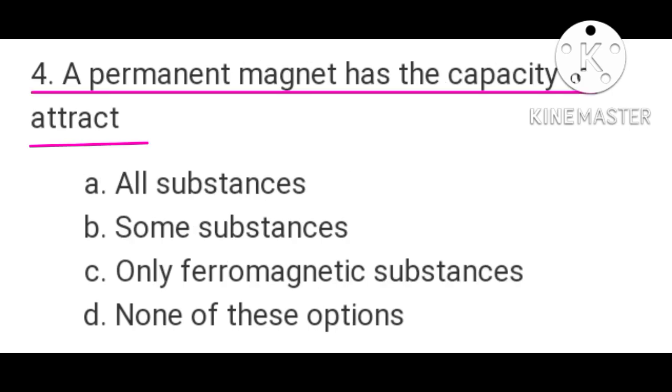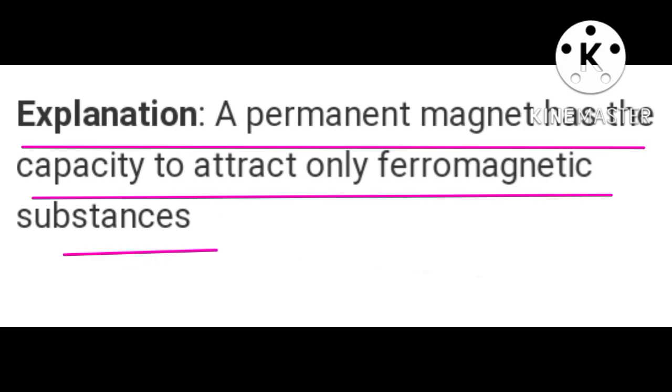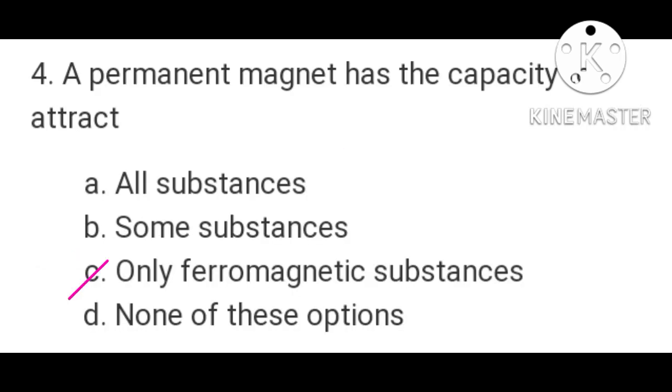Question number 4. A permanent magnet has the capacity to attract A option all substances, B option some substances, C option only ferromagnetic substances, D option none of these options. Explanation. A permanent magnet has the capacity to attract only ferromagnetic substances. So C is the correct option. A permanent magnet has the capacity to attract only ferromagnetic substances.